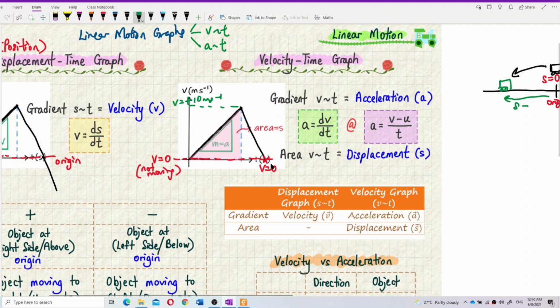Yeah, here the car stops again. But if the graph goes back, goes down, that means it moved in the other direction. It moved to the left.